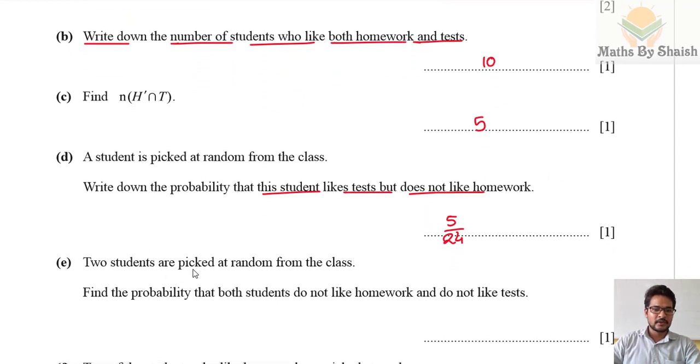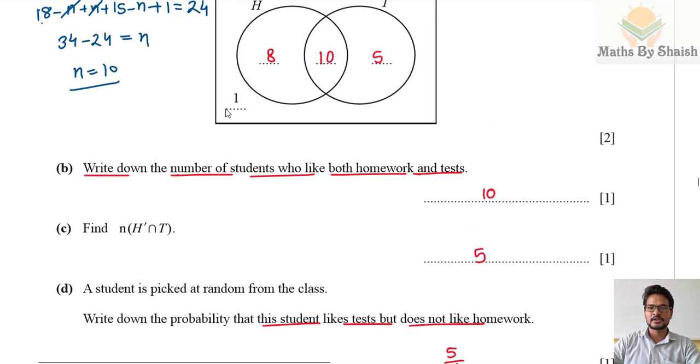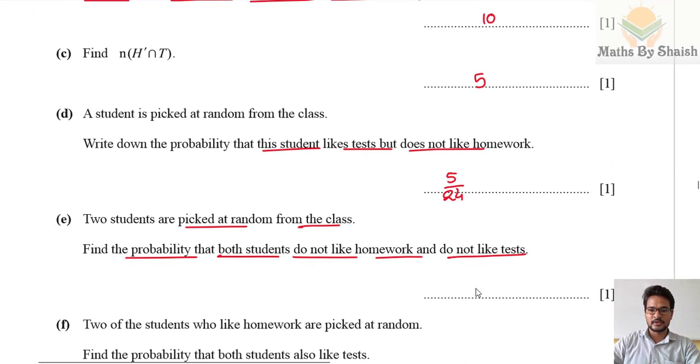2 students are picked at random from the class. Find the probability that both students do not like homework and do not like test. So it is impossible, because there is only one such student who doesn't like homework as well as test. So it is not possible, and the probability of an impossible event is 0. So it is only 0.